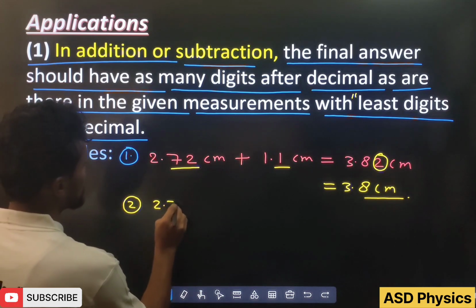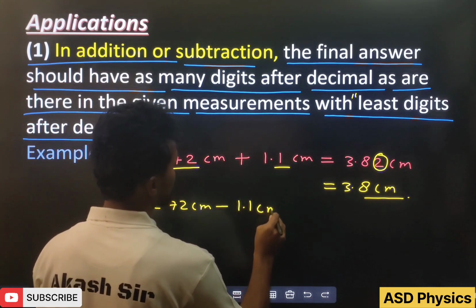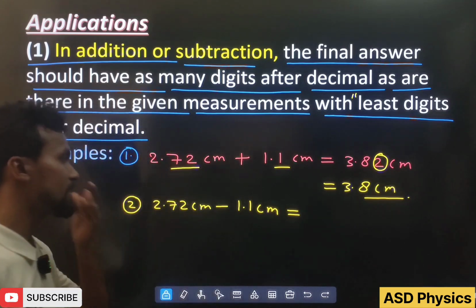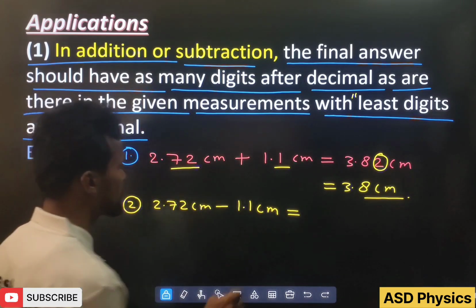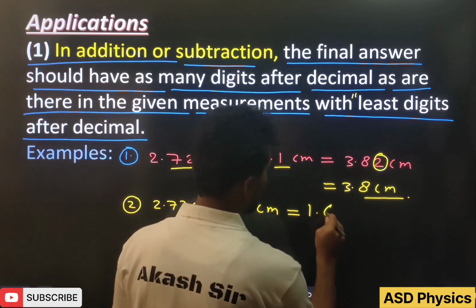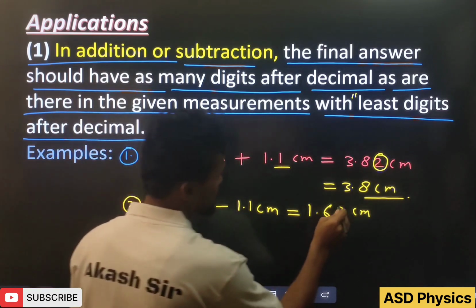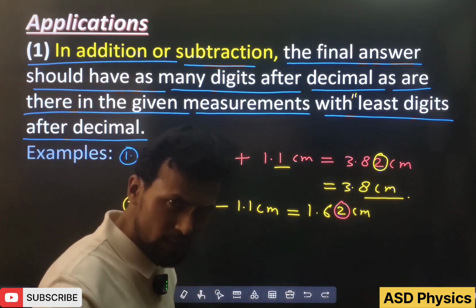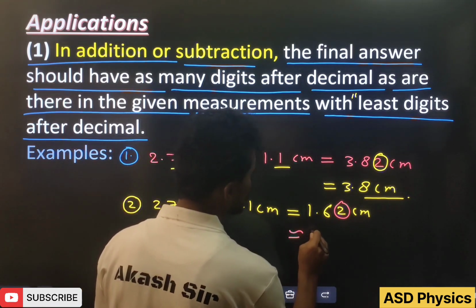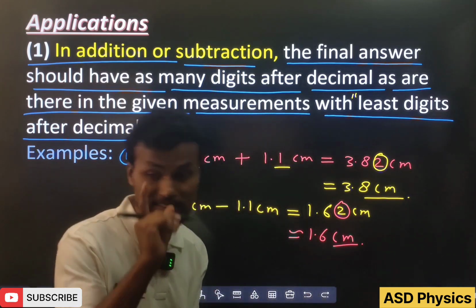Let's take, for example, given 2.72 centimeter minus 1.1 centimeter. Kindly see, when we subtract it, it will come here 1.7 minus 1, 6, 1.62 centimeter. So here also, students, this is the uncertain digit, less than 5. So here also what is the answer? 1.6 centimeter. Is it?